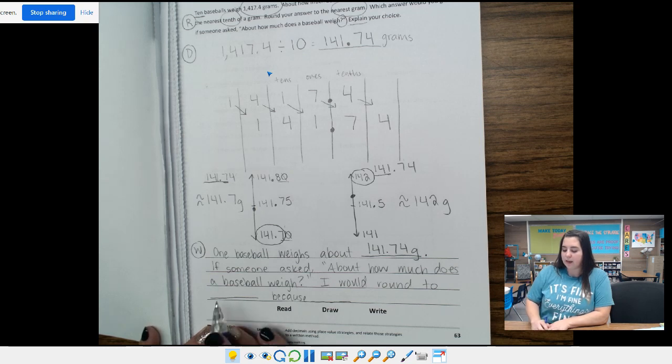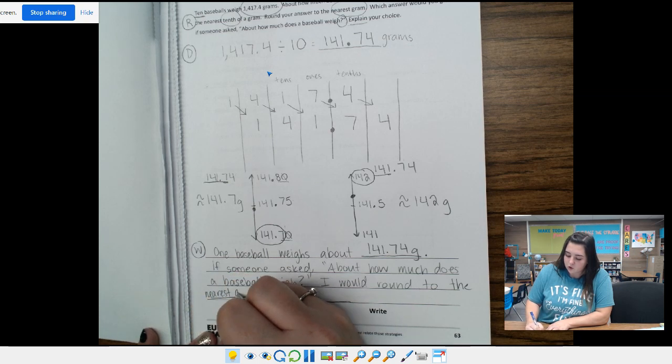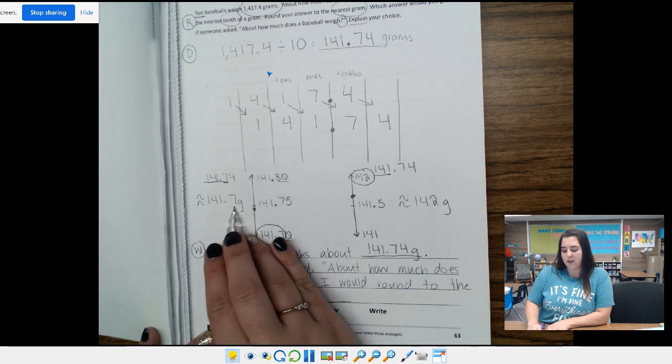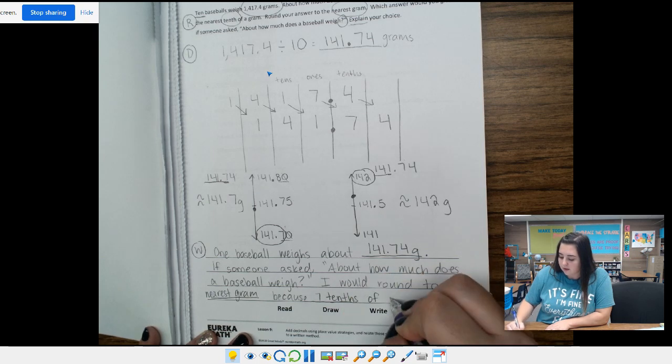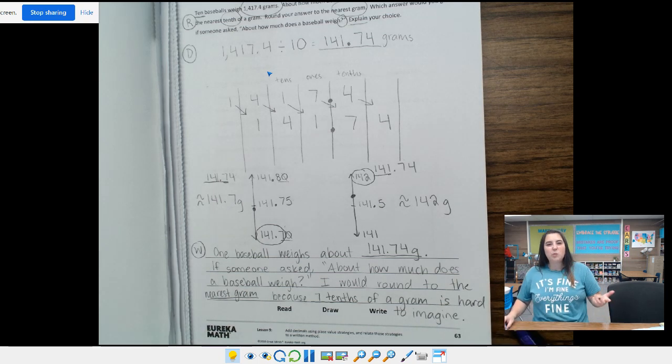It is about 142 grams. So I'm going to say, if someone asked about how much does a baseball weigh, I would round to the nearest gram, because I'm going to say 7/10 of a gram is hard to imagine. It's so light. It's like hardly nothing, or hardly anything. So it doesn't really matter too much.